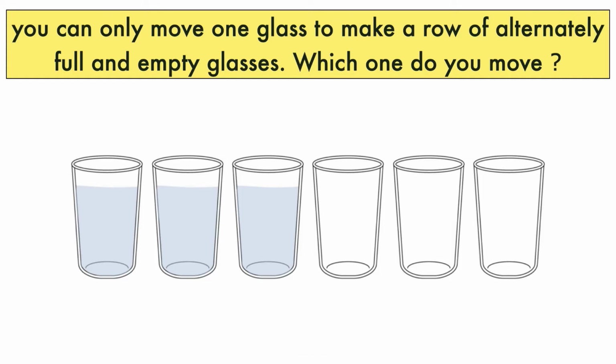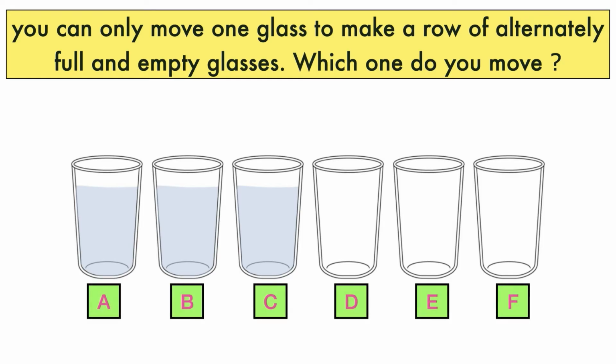Let me explain the solution now. For convenience's sake, let's name the glasses A, B, C, D, E, F. A, B, C, D, E, F are 6 glasses. A, B, C are full and D, E, F are empty. They are placed in a row. The important point here is that the brain teaser mentions you can only move one glass. But there are no restrictions mentioned on the operations that can be performed on that glass.